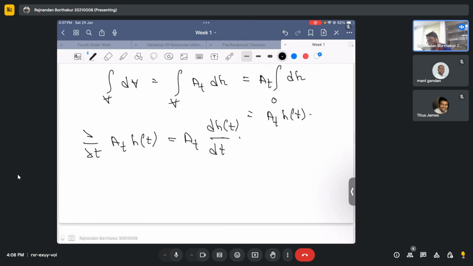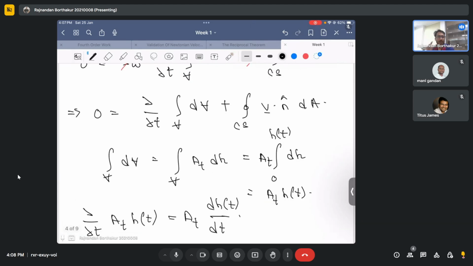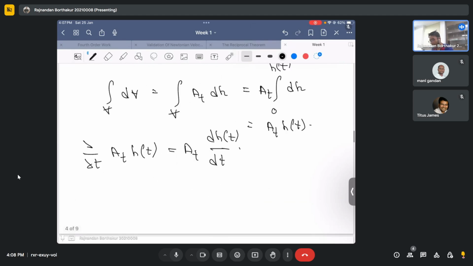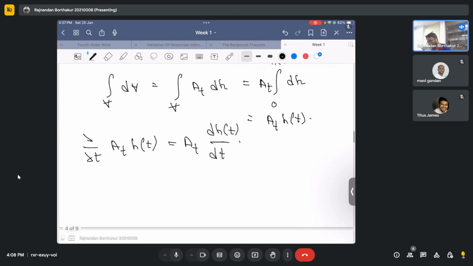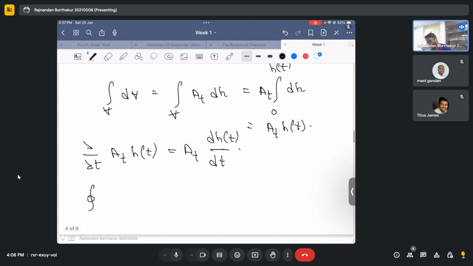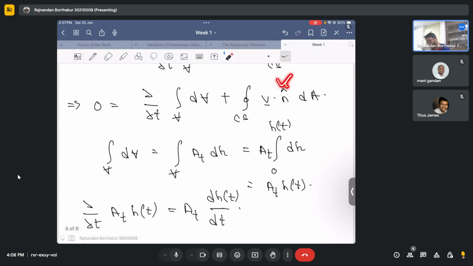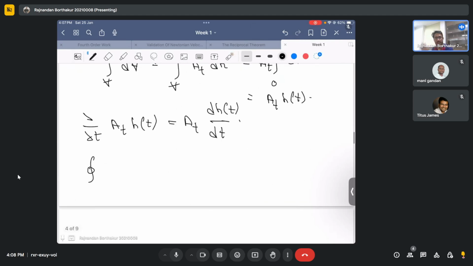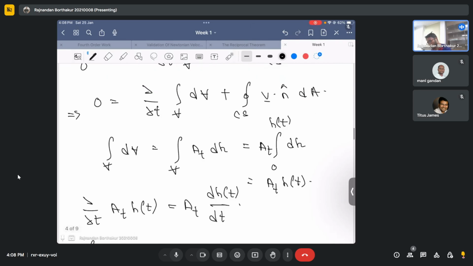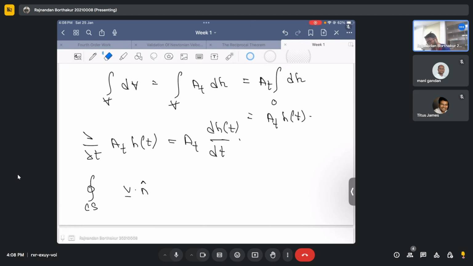Now if I solve the second term, the second term is a bit tricky, and I'll tell you why. The second term, as you can see, is this term. It's a closed surface integral over the control surface of rho v dot n hat dA. I don't have the rho because rho has just cancelled out, so I'll omit the rho. So it is just v dot n hat dA.